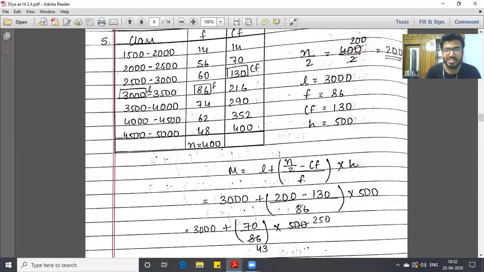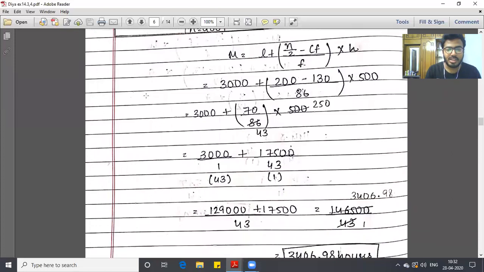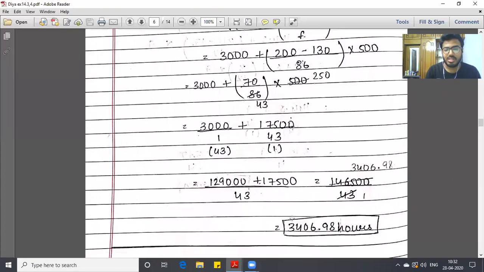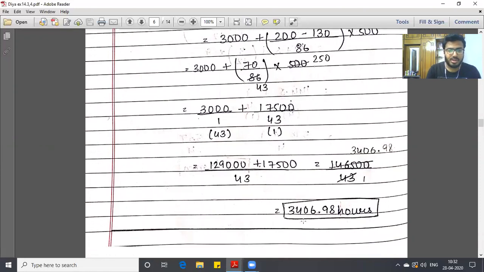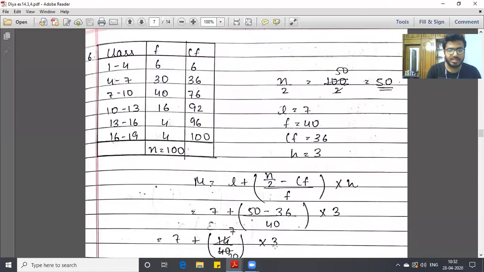Okay, whatever median is there, I'm repeating it again. Whatever median is there, it always comes in the median class itself. So it is between 3000 and 3500, the median is 3406. Okay. So now going into the next one.